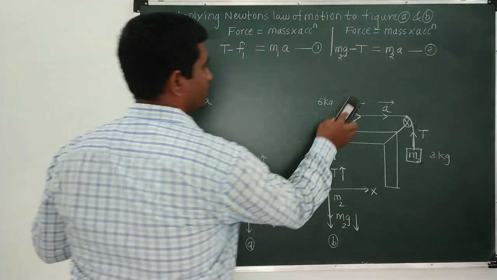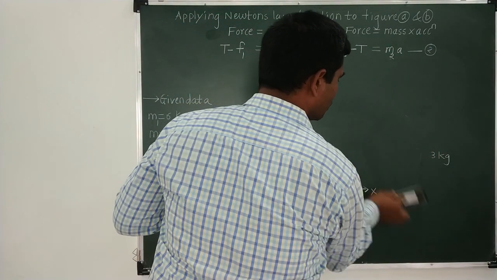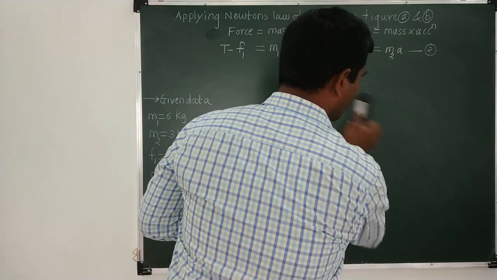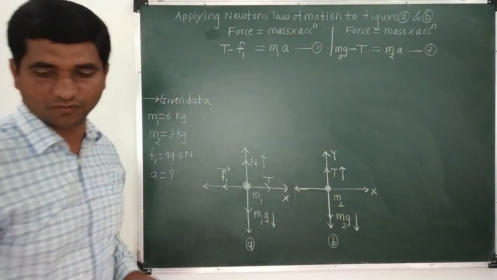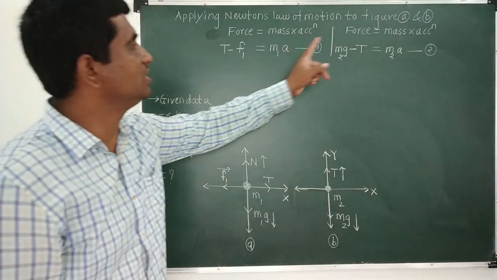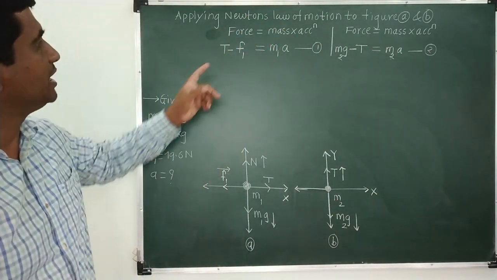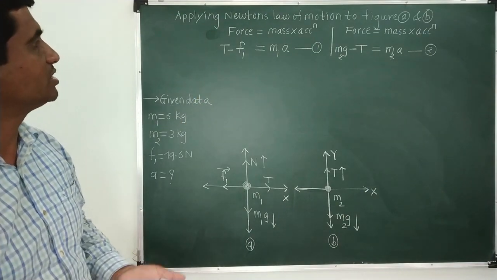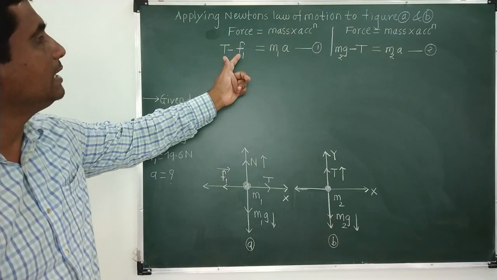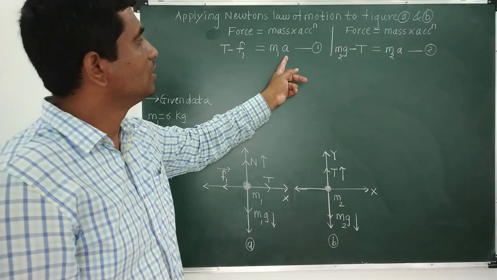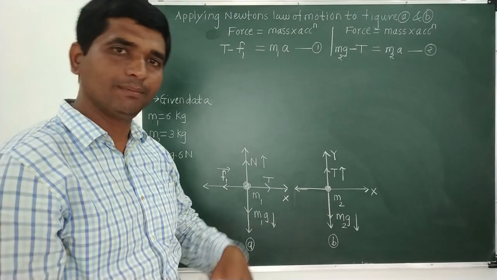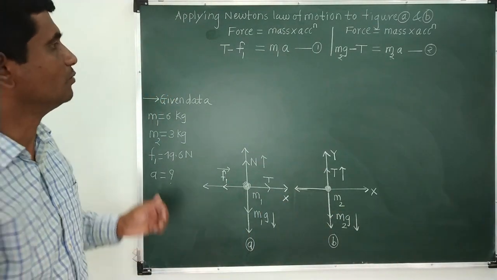Now I will rub this figure, because now we have to simplify these equations in order to find the acceleration. From this we have to calculate the value of A. So it is just simultaneous equations with variables T and A. So we can eliminate one variable and we will get the value of the second one.